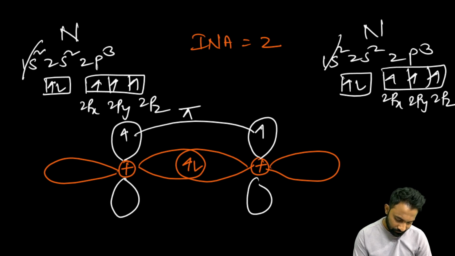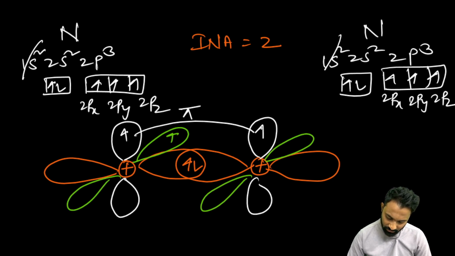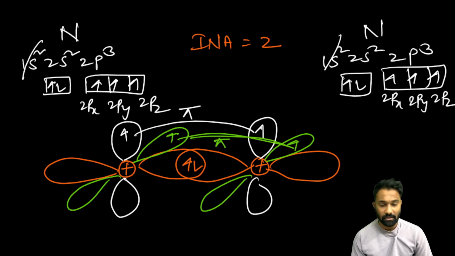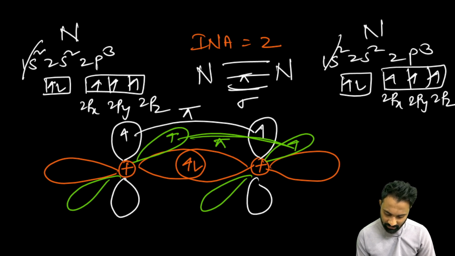Then next, the px orbital of one nitrogen has 1 electron, and the px orbital of the other nitrogen has 1 electron, and this also overlaps sideways to give a pi bond. Clear? This is the formation of N2. In nitrogen we have a triple bond: one is a sigma bond and the remaining two are pi bonds. This is the formation of N2. Clear?